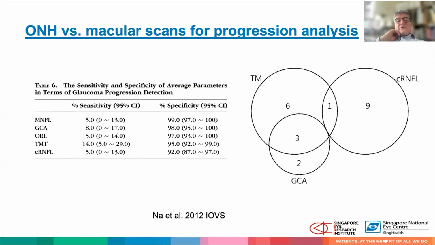What is better, optic nerve versus macular scans for progression analysis? Again, we do not know. This is not simple to answer, but what is true, and this is quite interesting, there is not such a good agreement between them. So whatever you take, you can detect progression, but consider here that the overlap between optic nerve and macular scans for progression analysis is not so good.